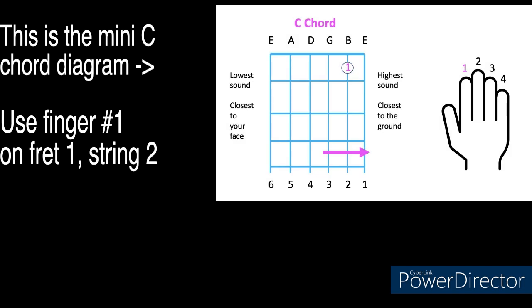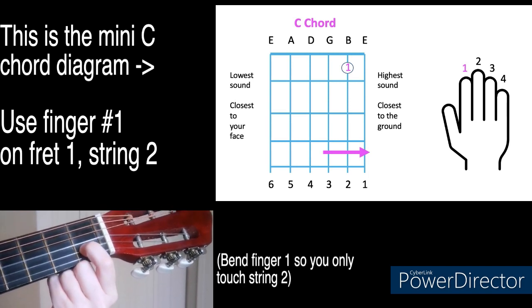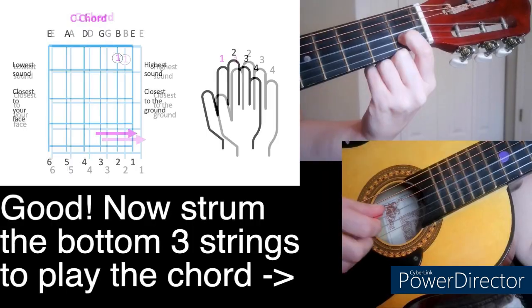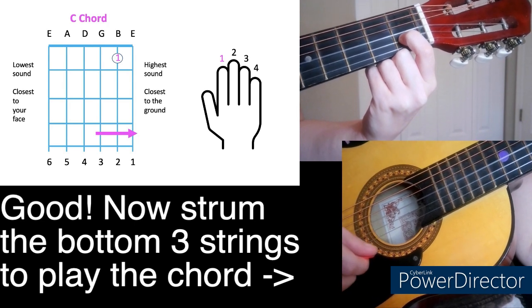This is the mini C chord diagram. Use finger number 1 on fret 1, string 2. Bend finger number 1 so you're only touching string 2. Good! Now strum the bottom 3 strings to play the chord.